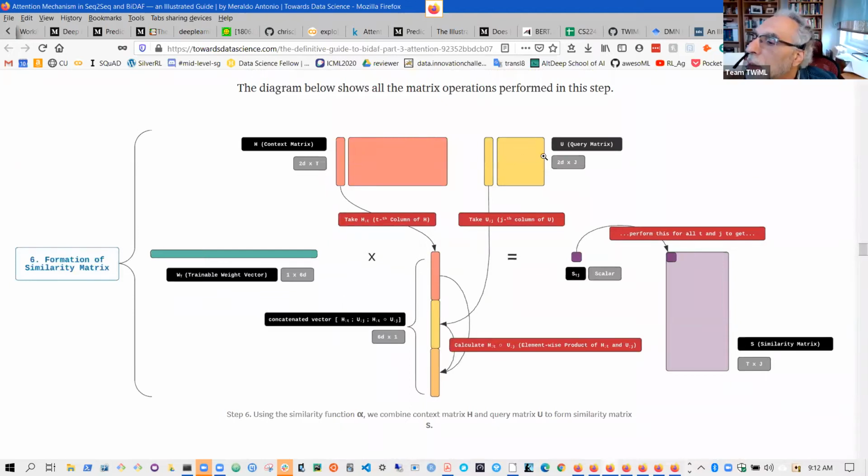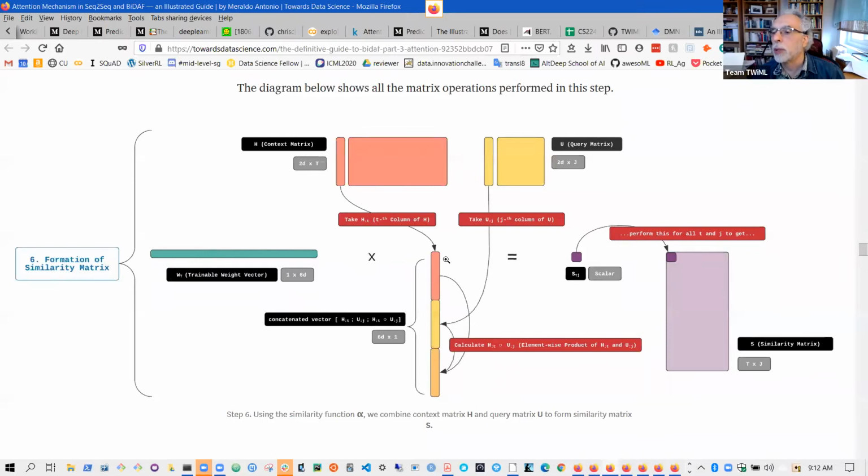So we have a context and a query. We have the embedding of the... So we have that, and we have that, and they're concatenated. Then the Hadamard product is these two, basically the element by element product of these guys, and that's that. So that's the concatenated vector, and this is the weight vector.